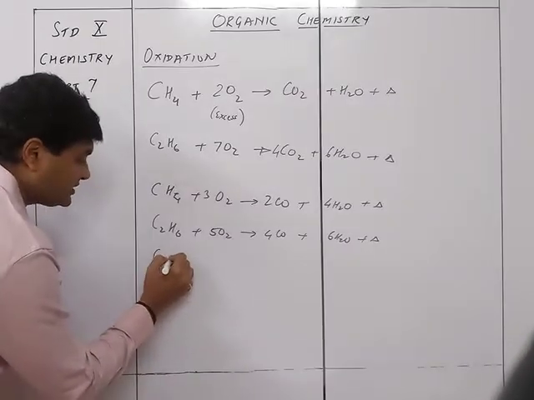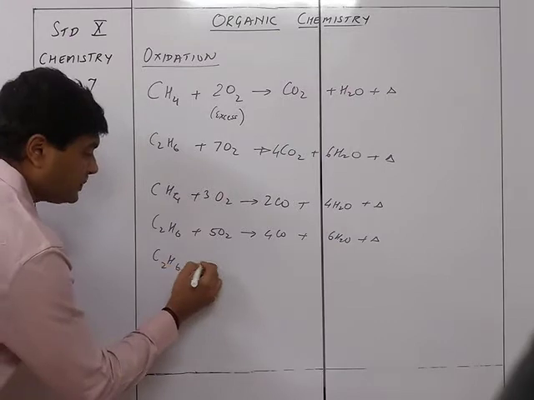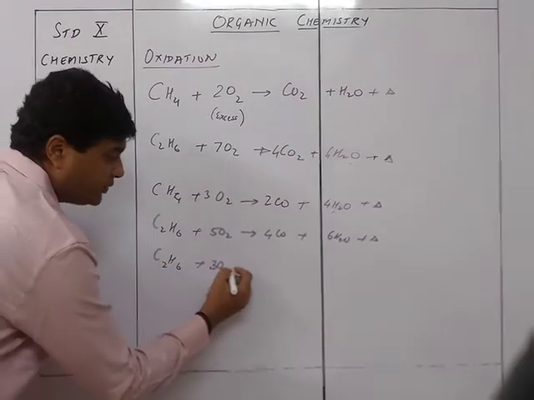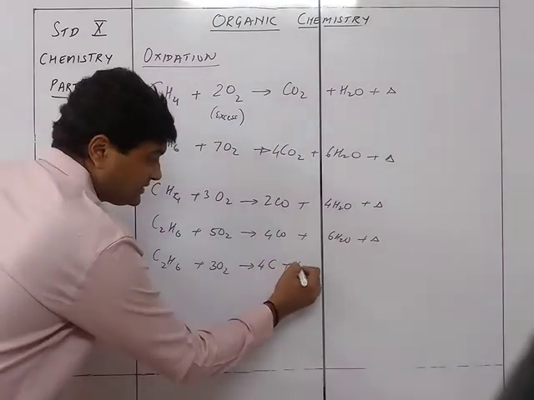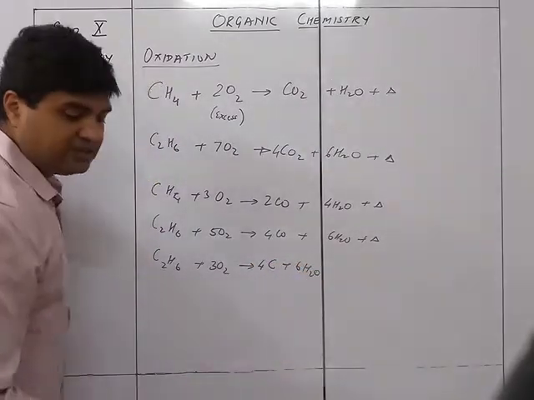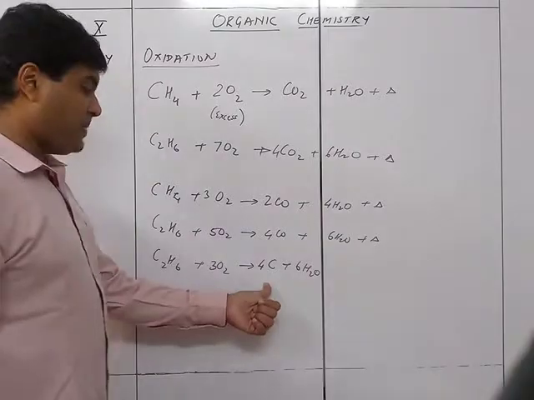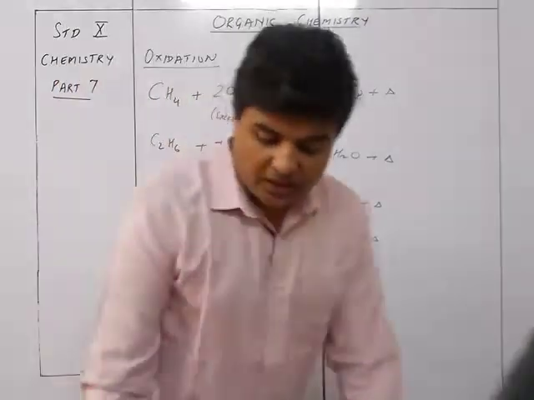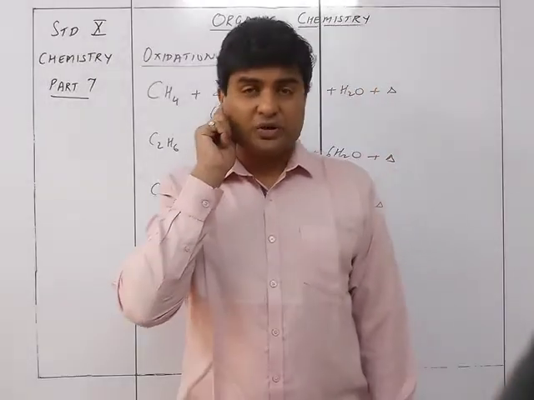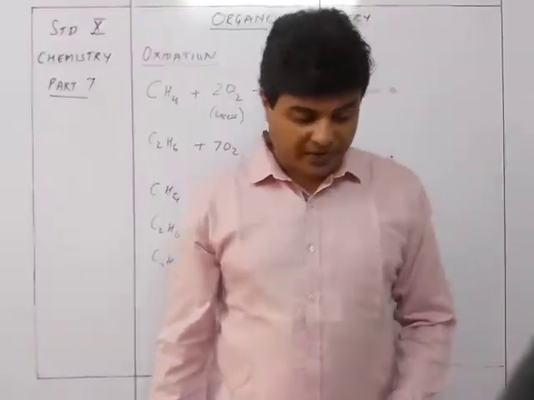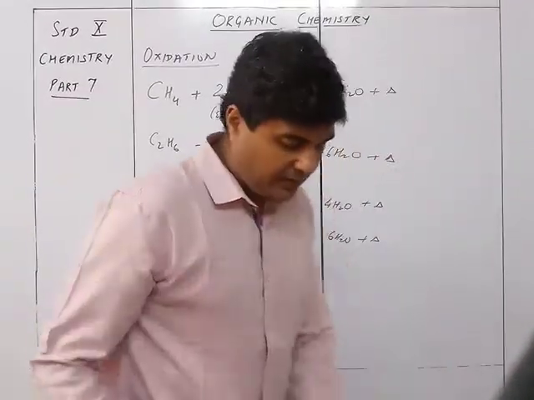If it is very limited quantity instead of limited, then C2H6 plus 3O2, that is a very limited amount of oxygen, will give you 4C plus 6H2O. So this is going to give you carbon black. So if the burning of the hydrocarbon is taking place with less oxygen, then it is going to give rise to this condition.